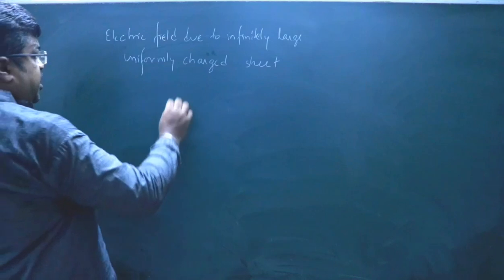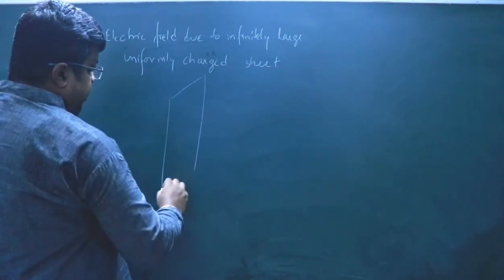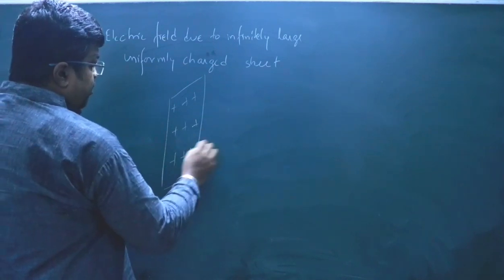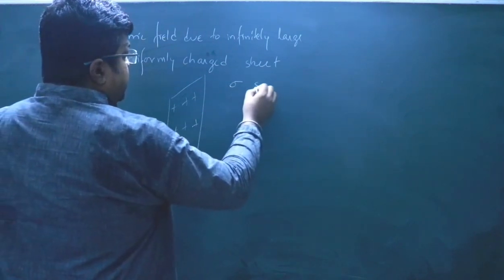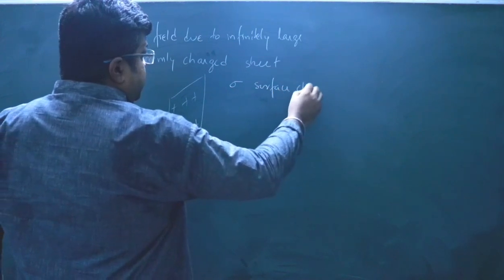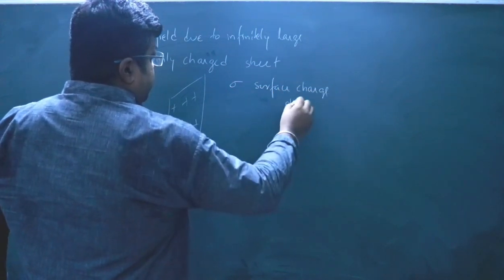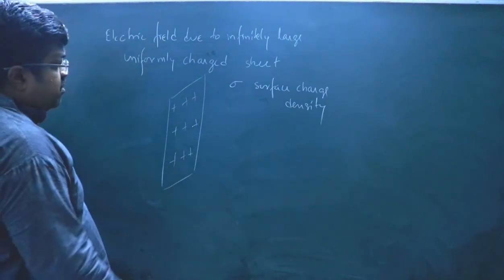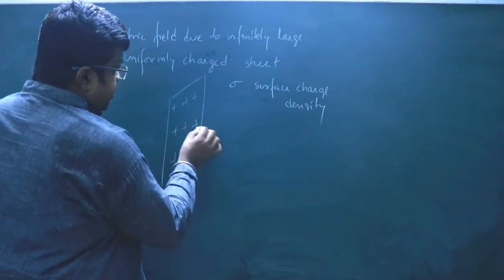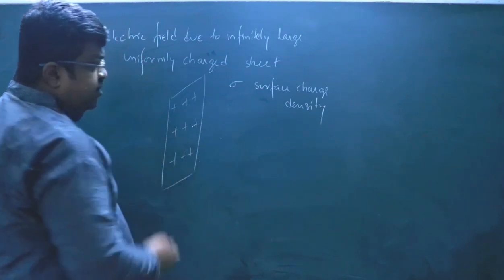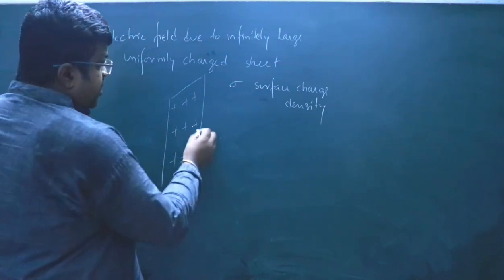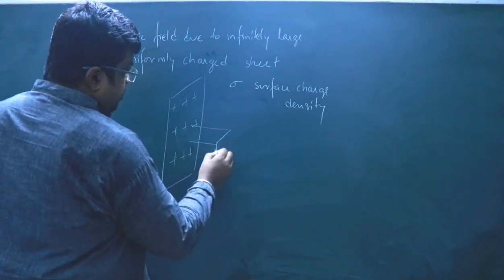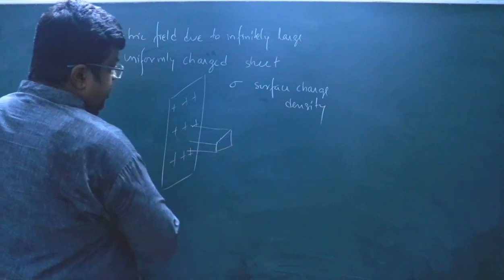So suppose we have a large thin sheet and it is having some positive charge, it is uniformly charged, so say sigma is the surface charge density. Now suppose this is the point of observation of electric field. I am drawing one Gaussian surface over here, so this is the Gaussian surface.